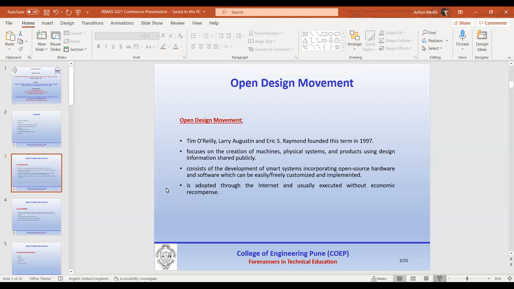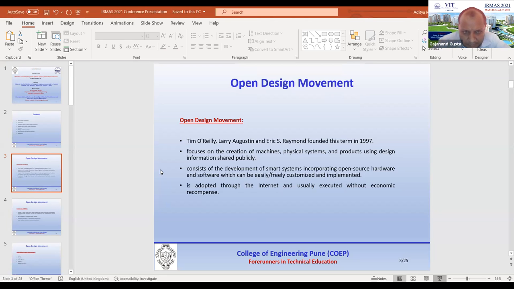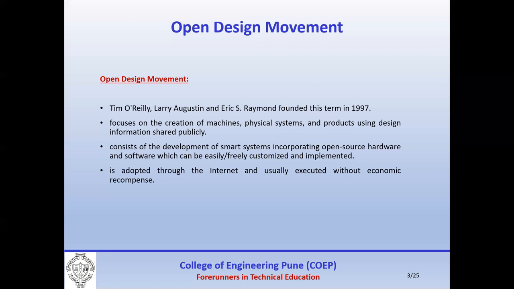Yeah, so when I was talking about the Open Design Movement, it was coined by three people. They established open source as an alternative version for free software. So basically, we are dealing with free software. Now it focuses on the creation of hardware and software using information which is available to all. This development is performed without any monetary compensation. Thus, I would like to say that it is co-creation, where the final product is designed by the users rather than an external stakeholder such as a private company.